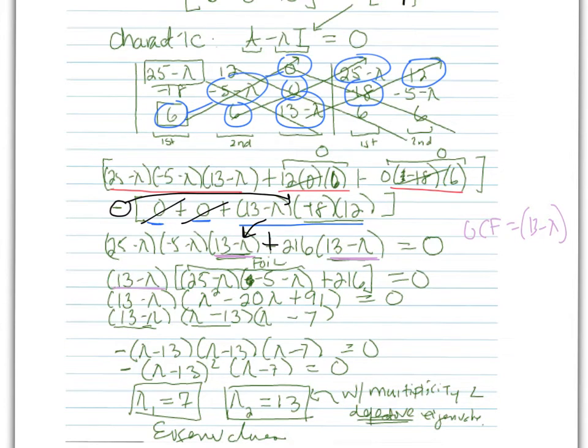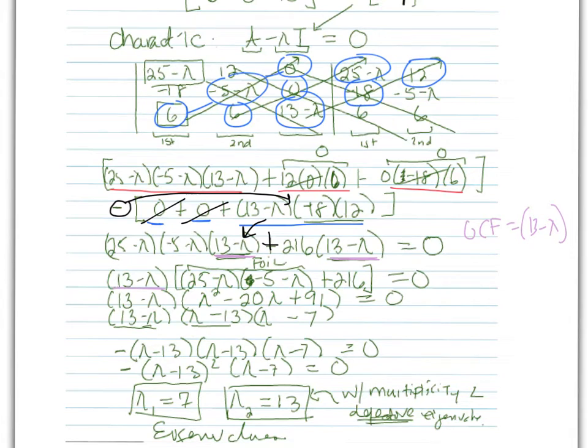And then I know 13 times 7 is 91, and if I add those, I get negative 20. So here are my three factors, and notice that 13 minus lambda and lambda minus 13 are basically the same, the only difference is a factor of negative 1. So I basically wrote, let me get a different color here.